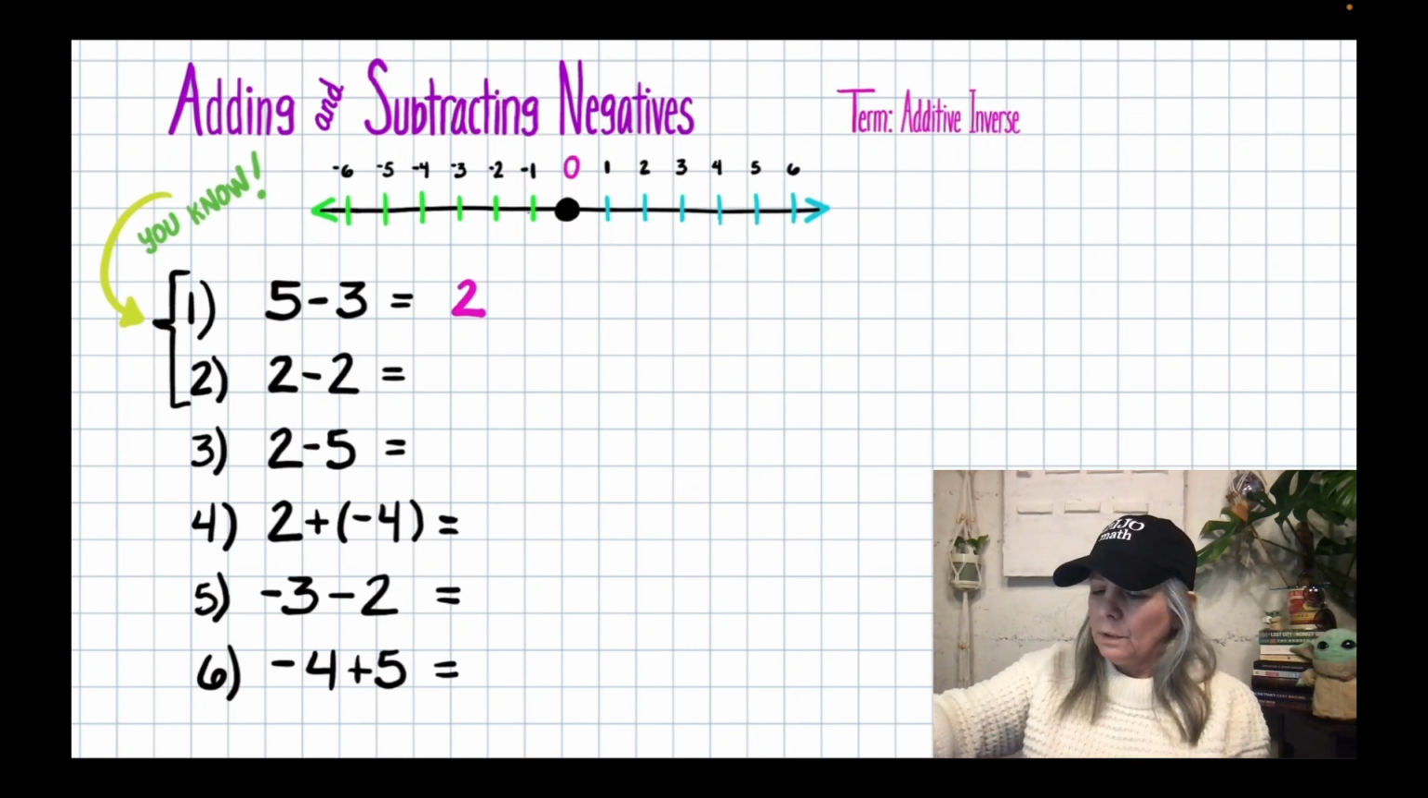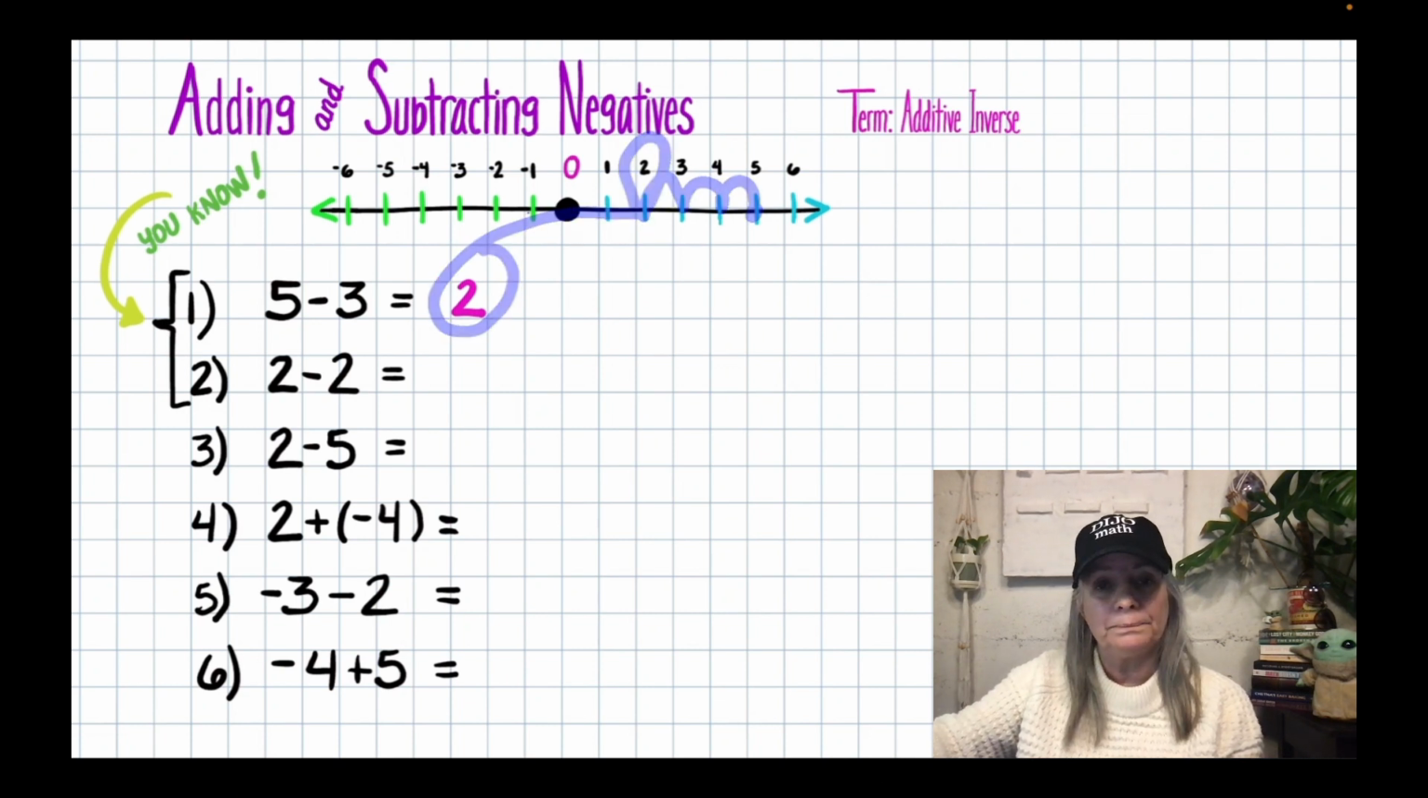So 5 minus 3, we're going to start at 5, and we're going to subtract 3, which means we're going to go to the left 3. So 1, 2, 3, and we end up with 2, which is the answer that we got. Okay?